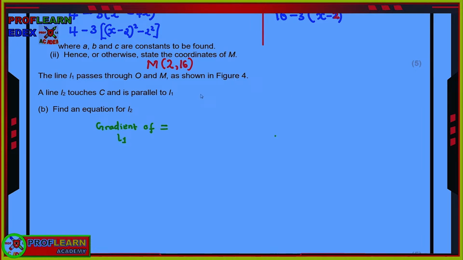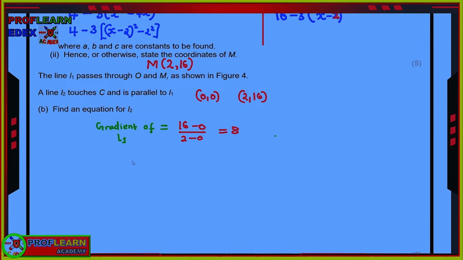Gradient of L1, remember gradient is change in y over change in x. So meaning we are going to subtract that like that, and the gradient becomes 8. Now let's look at what we are told. Line L1 passes through this point, and line L2 touches C and is parallel to L1. So what does L1 have in common with L2? They have the same gradient because they are saying that they are parallel. So if lines are parallel, they have the same gradient.